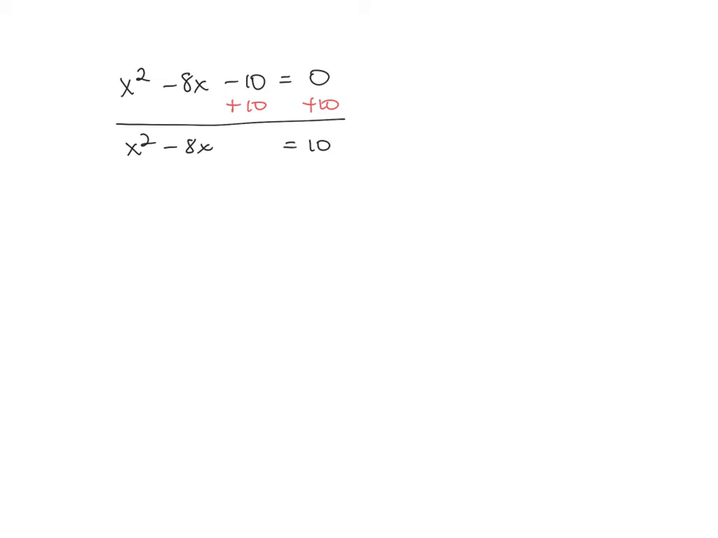Divide by a, there's no a. Step 3, do half of b, half of 8. Don't worry about if it's positive or negative. Just kind of ignore the fact that it's negative. Half of 8 is 4. Squared is 16. Add that to both sides.